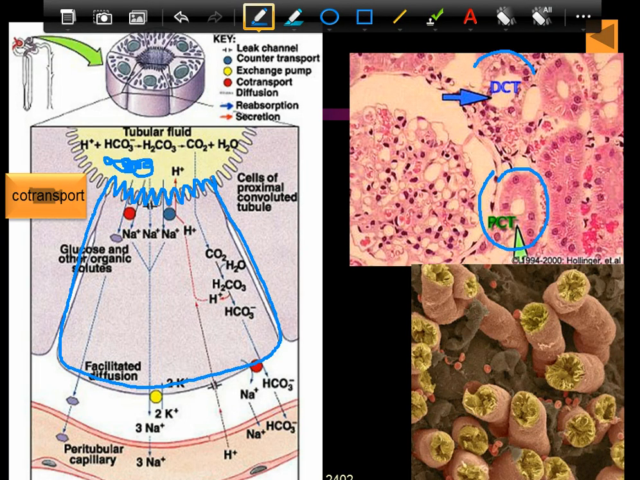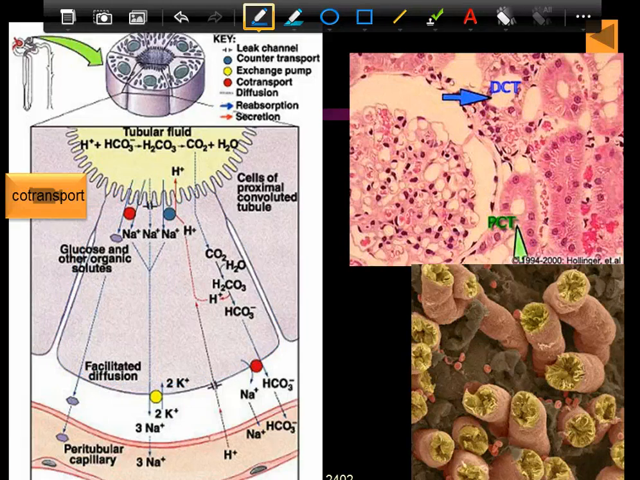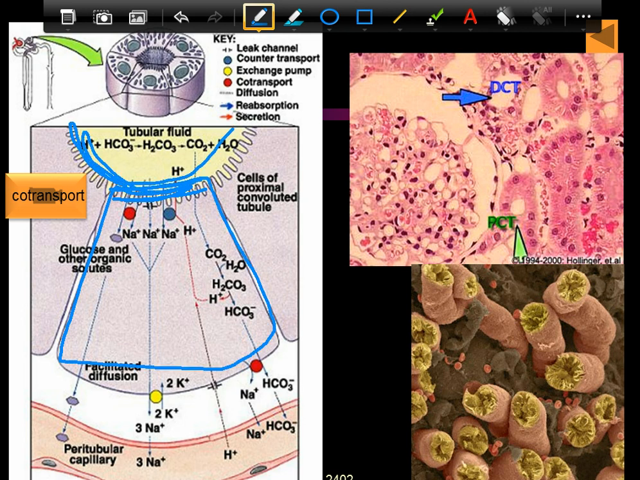Look at the DCT here, and you will notice that the DCT has a very defined inner lumen where the cells meet the lumen where the urine is. The PCT has a much fuzzier kind of area here. That's because of the brush border. So if we were looking at a DCT over here, you wouldn't see brush border. It would just be plain old simple cuboidal cells, no brush border.